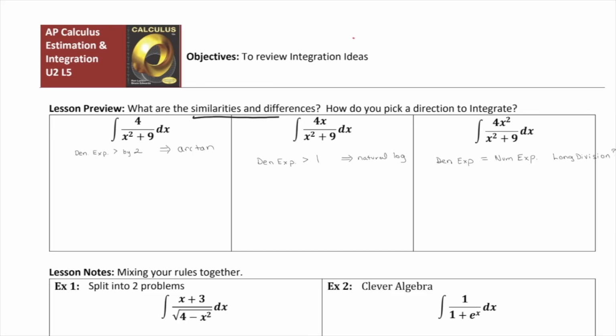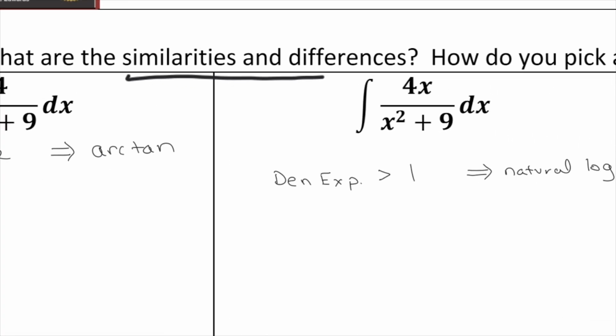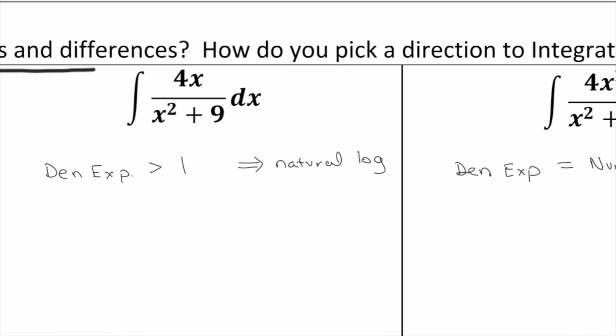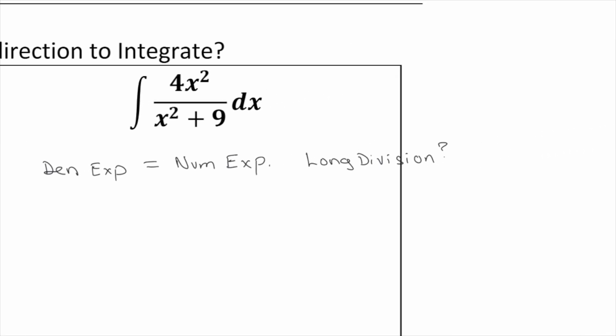Okay, so did you notice in our first problem that the denominator has an exponent that is greater by 2 than the numerator's exponent? And whenever that happened before, some arctan was involved in your integration. For the second problem, the structure has your denominator with an exponent 1 larger than the numerator. Whenever that happened, you should get a natural log somehow involved in your integration.